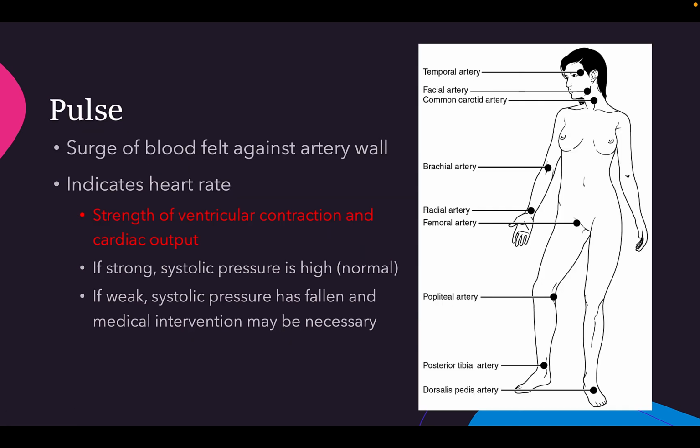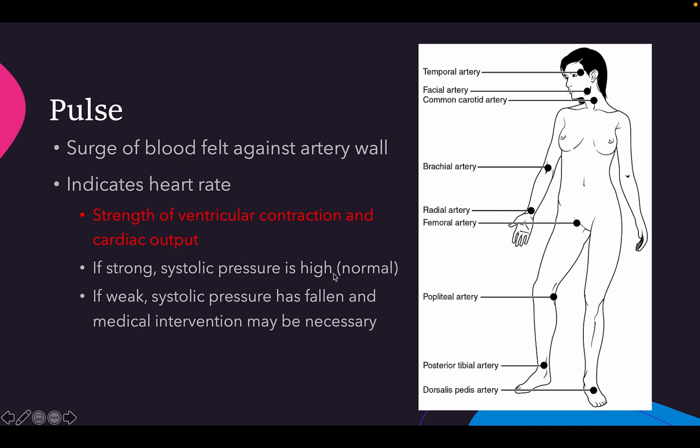And lastly, when it comes to blood vessels, I just wanted to talk about pulse. So what is pulse? It's the surge of blood felt against your artery walls. Well, why don't you use your veins? Well, there's not nearly as much pressure coming from your veins, so we're looking for arteries. And so this is going to indicate your heart rate. And the strength of the ventricular contraction and cardiac output, or how strong your heart is pumping, is what your pulse is. And so if it's really strong, your systolic pressure is going to be high.